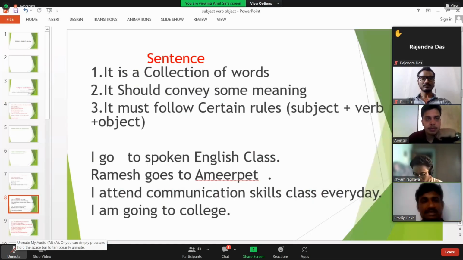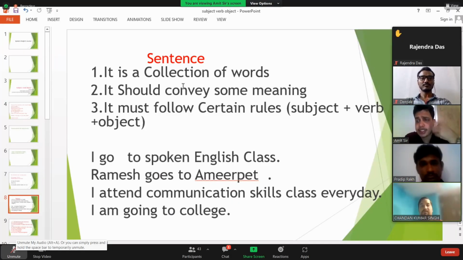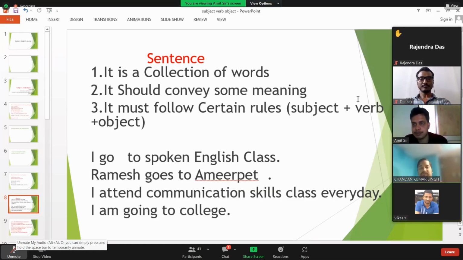What is meant by sentence? So what is the definition of sentence? It is a collection of words. It should convey some meaning, and it must follow certain rules. And what is that rule? Subject plus verb plus object. Even if you say that I'll place subject, object, and verb, again the meaning is going to change. At home, you can even do the experiment with the sentences.